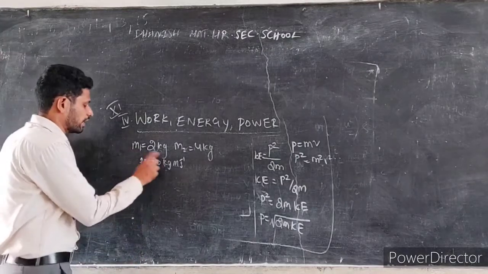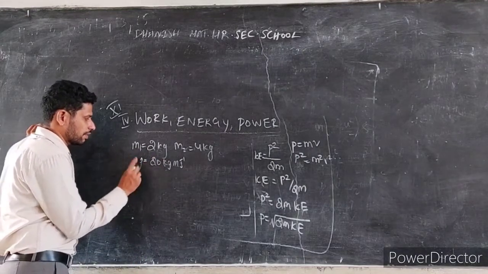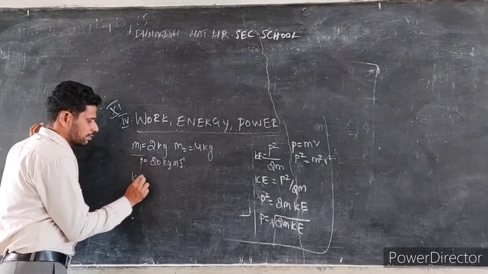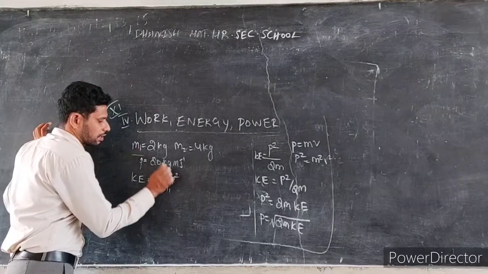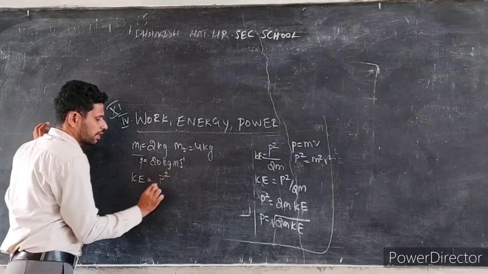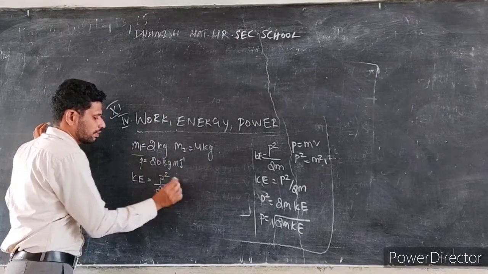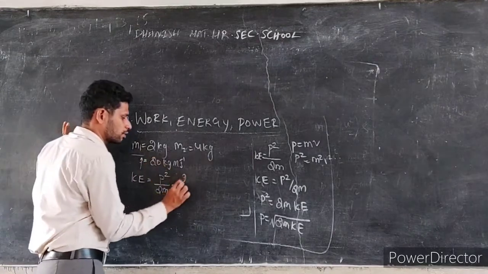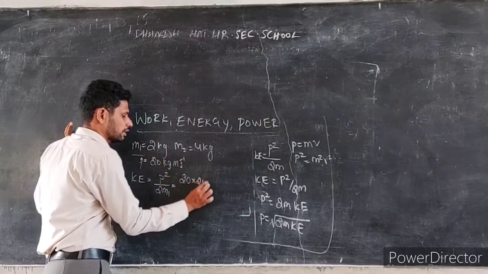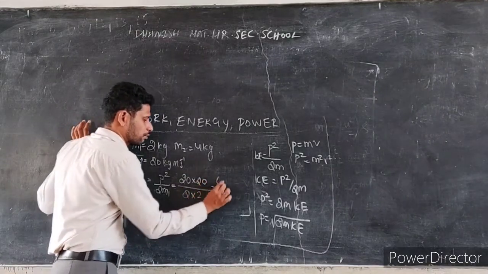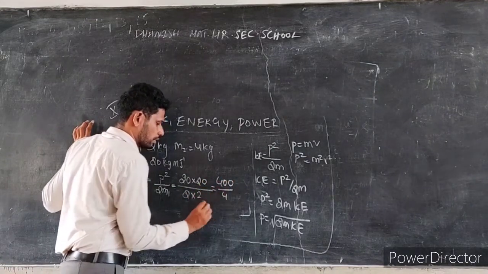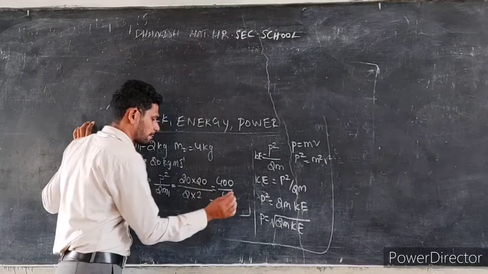Now listen. First we have to find the kinetic energy of the first mass. Kinetic energy will be equal to 1 by 2 m1 v squared, which is p squared by 2 m1. What is the square? 20 squared. 20 into 20 divided by 2 into 2. What is that? 400 divided by 4. This will be equal to 100 joules.